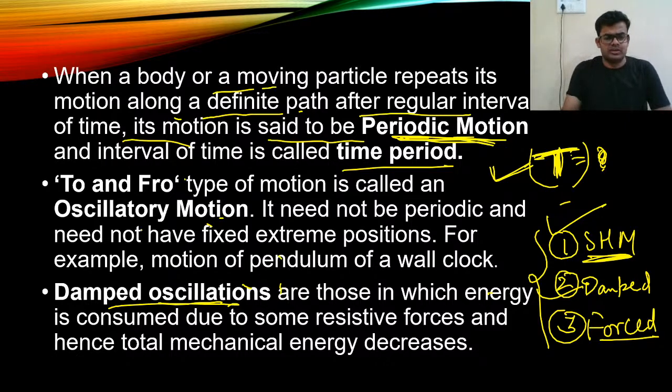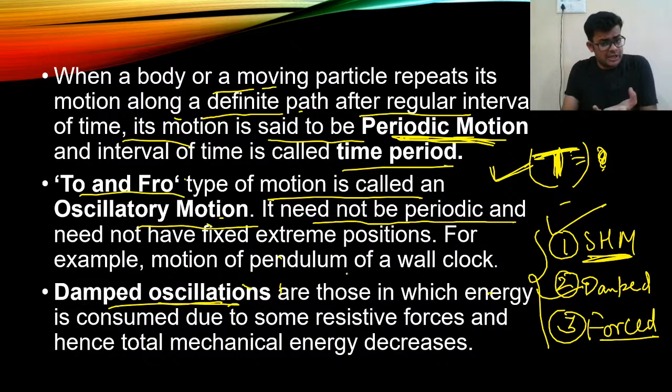Here I have written, to and fro type of motions are called oscillatory motion. It need not be periodic. Are you getting? It need not be periodic. It can be periodic, it cannot be periodic. Remember I have written here. It is an important point, remember.